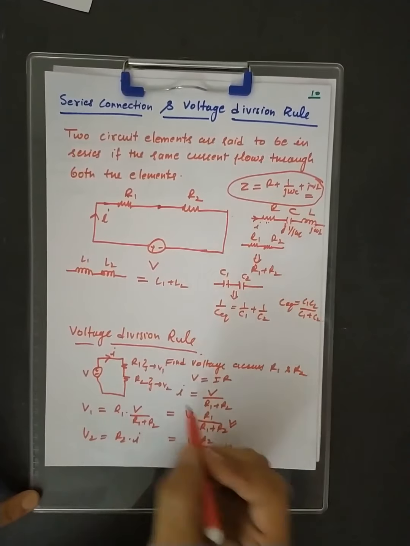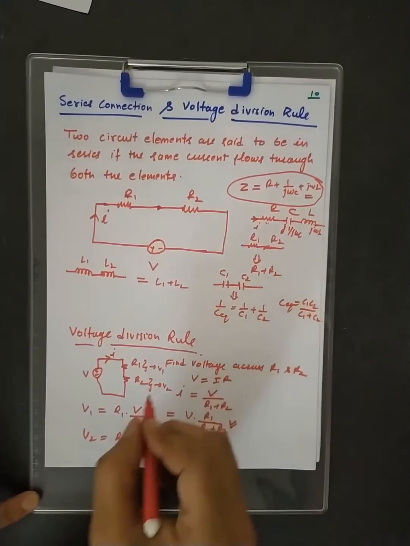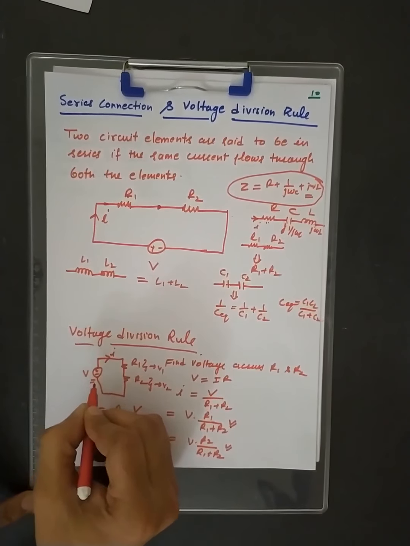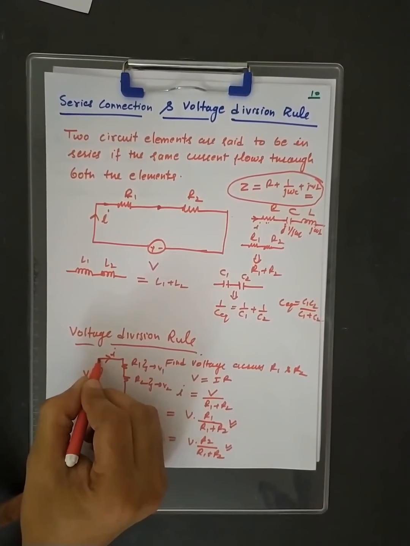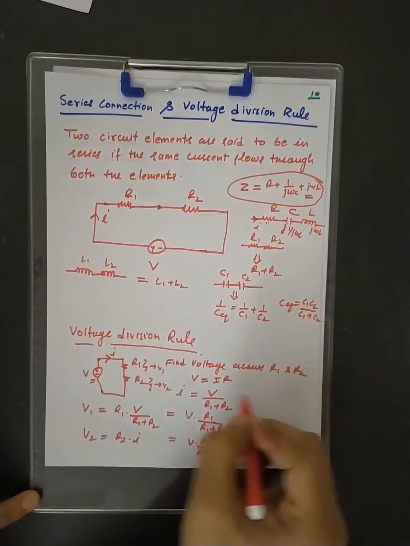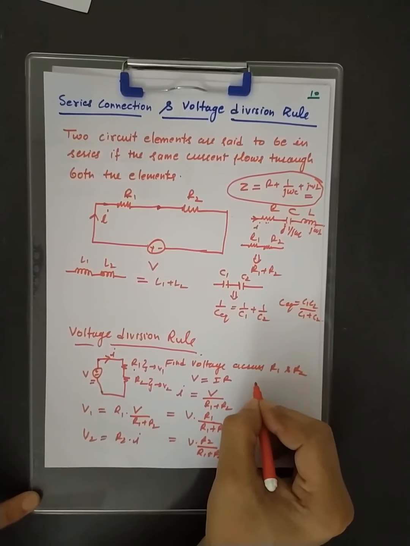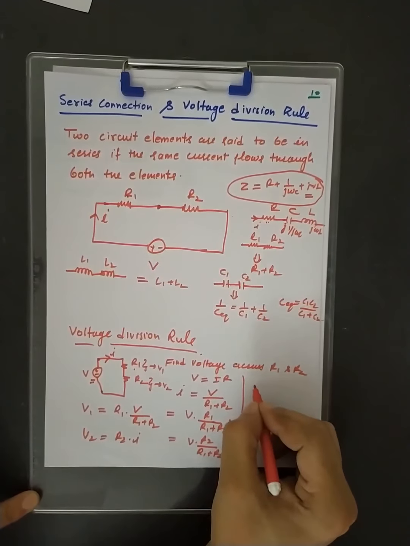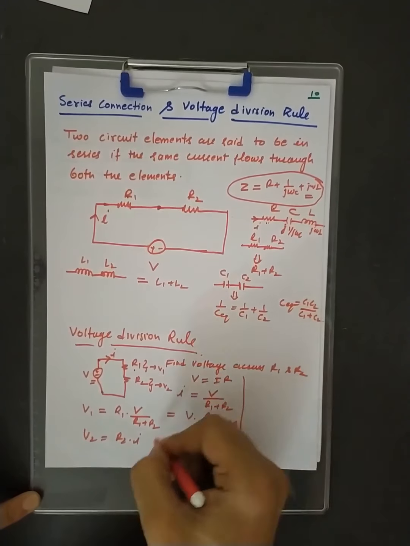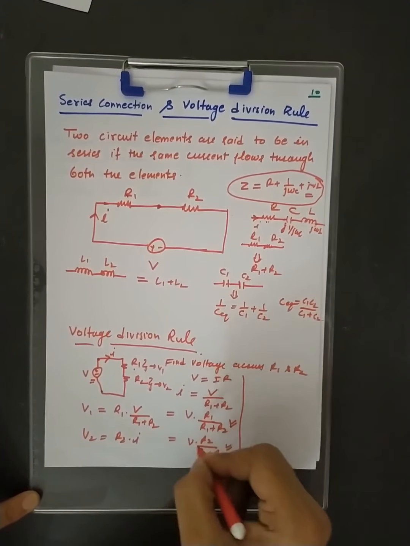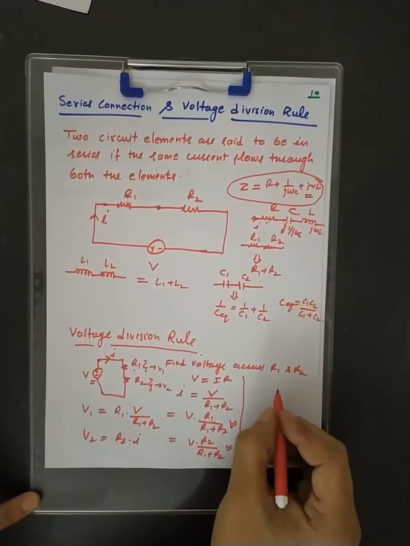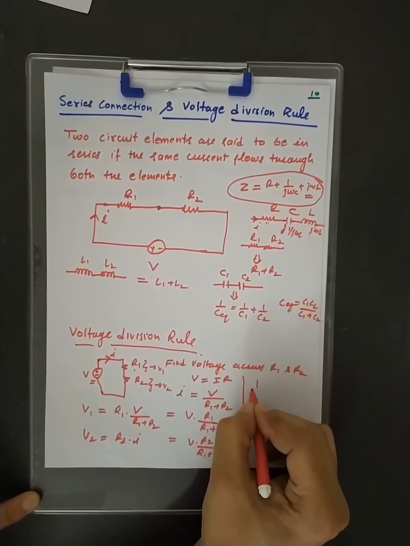So simply, what you have to do in the voltage division rule is take the total voltage applied to those elements. If I want the voltage across this element, V1, simply and directly, I am using the same equation. I have derived the equation, but in the numericals, you directly have to use it. Let's take an example.